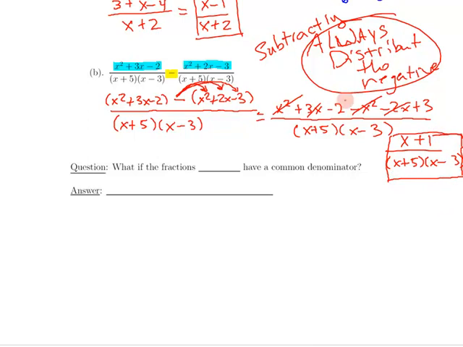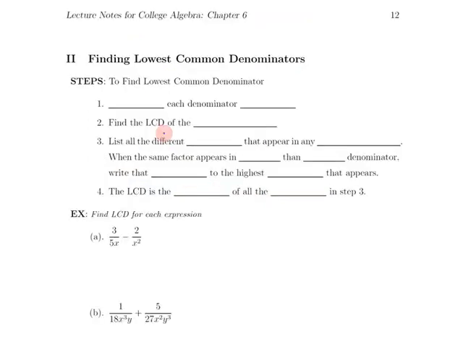Okay. Now the last question on this page asks, what if the fractions, the rational expressions, don't have a common denominator? Well, the answer is we find one. We're going to make it have a common denominator. To find the lowest common denominator, the first step we go through is to factor each denominator completely.